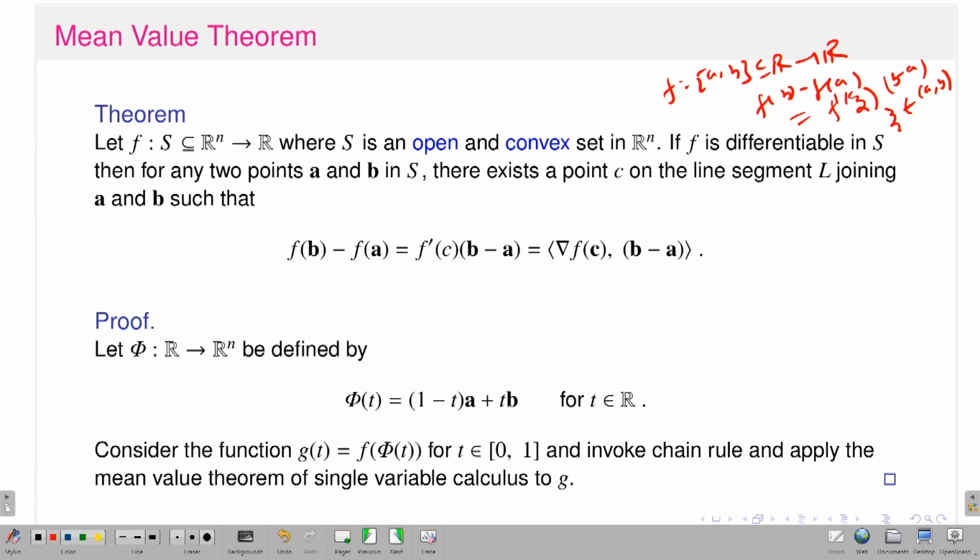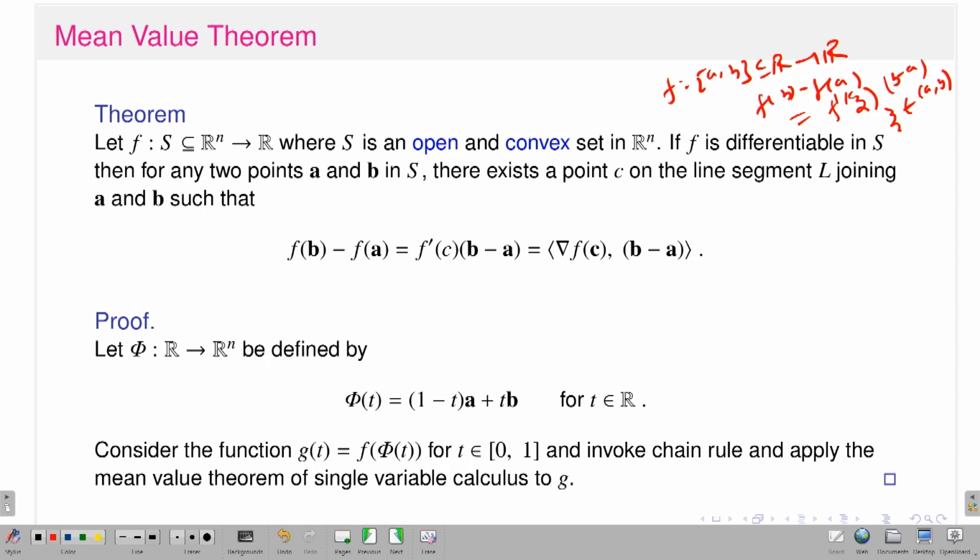Now, for several variable functions, if I have a function from Rn to R, then of course no such division makes sense. So, this kind of statement will not be true. Then the question is what sort of statement will be true. In single variable calculus we have the quotient f(b) minus f(a) divided by (b minus a). That will not make sense for functions from Rn to R. You have to think about that well.